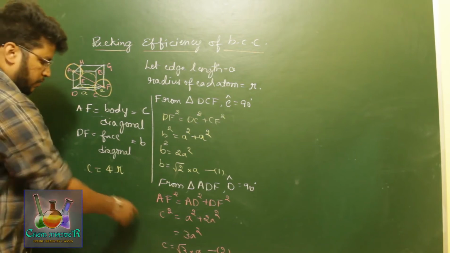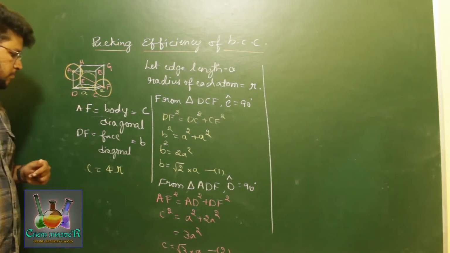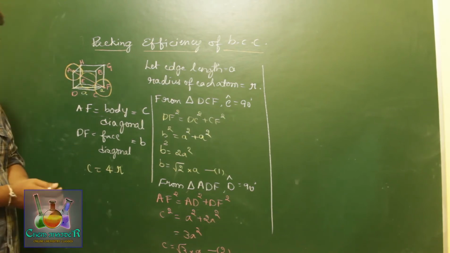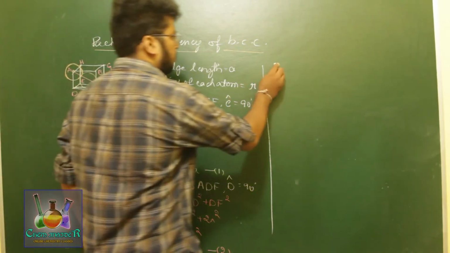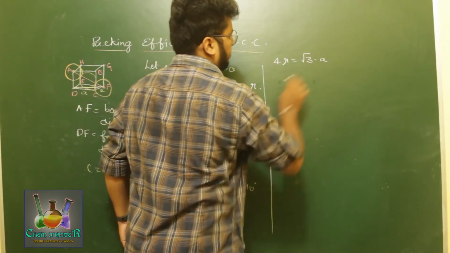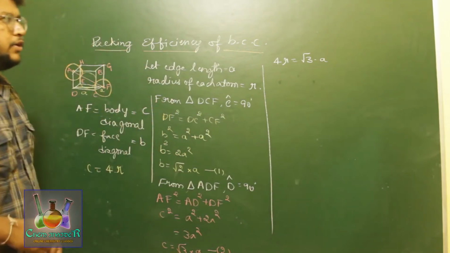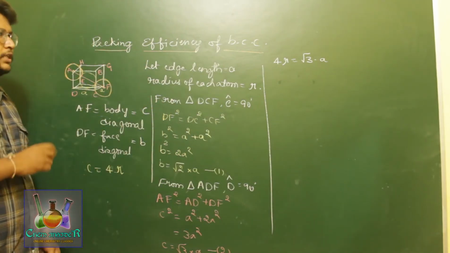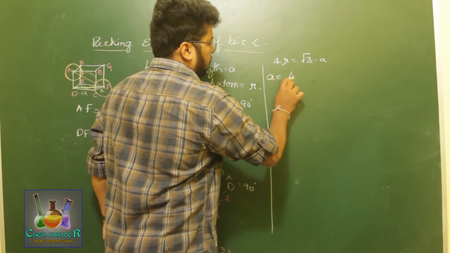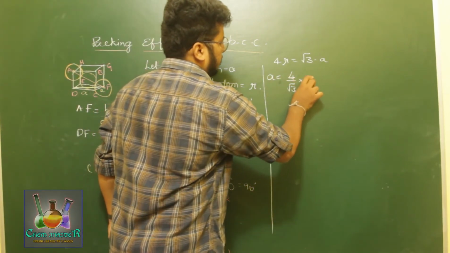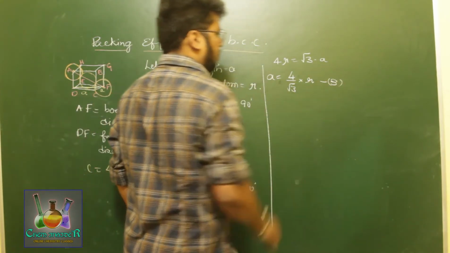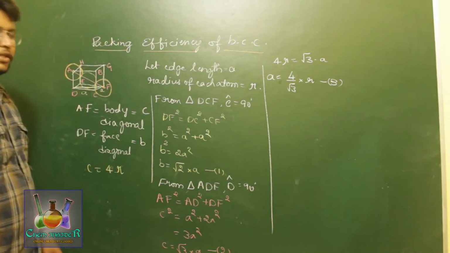So substituting the value of C as 4R in equation 2, we get 4R is equal to square root of 3 into A. So what we have to do is find the value of A, as we have done in the previous examples. So A is equal to 4 by root 3 into R. Let us consider this as our equation 3.